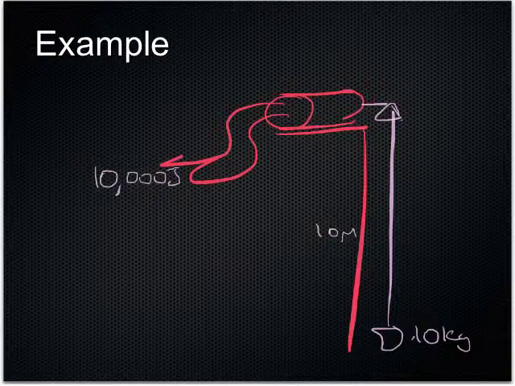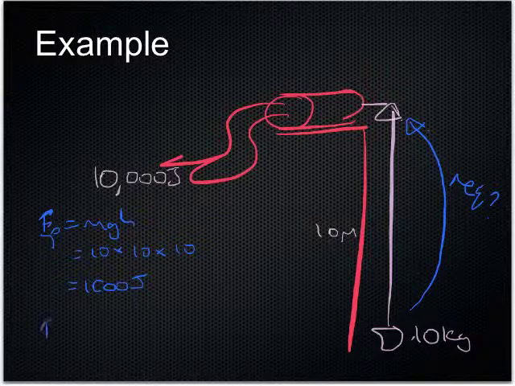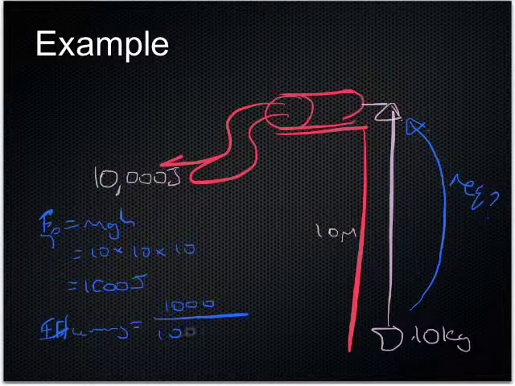So let's work out what energy we actually require to get it up there. Okay, what do we require? So that's potential energy, so it's going to be mgh, so it's going to be 10 for the mass times 10 for gravity times 10 for the height, and so 10 times 10 times 10 gives you 1,000 joules. Now if we put in 10,000 joules, let's look at the efficiency. So it's your output, which is 1,000 divided by 10,000 times 100.